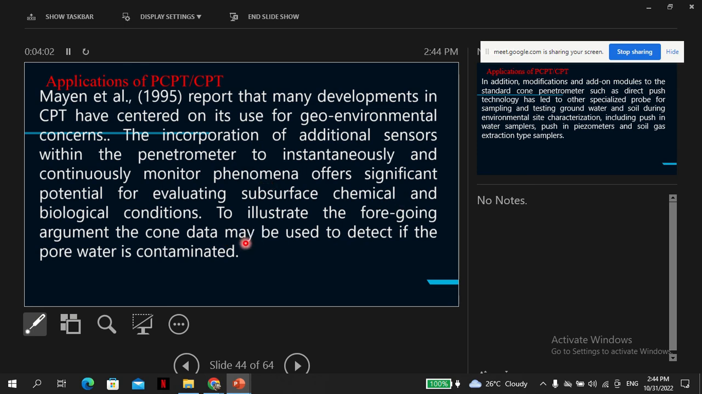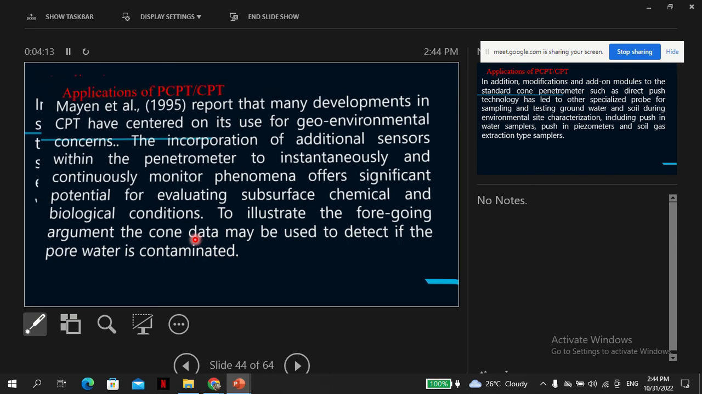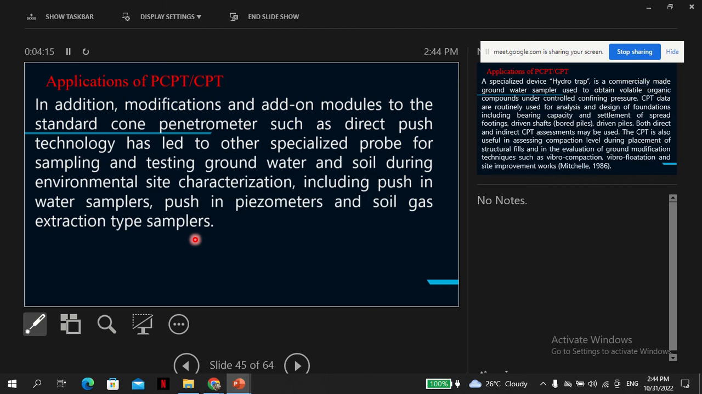The incorporation of additional sensors within the penetrometer to instantaneously and continuously monitor phenomena offers significant potential for evaluating subsurface chemical and biological conditions. To illustrate the foregoing argument, the current data may be used to detect if pore water is contaminated. So this is very advanced. We can even tell whether pore water is pure water or not.